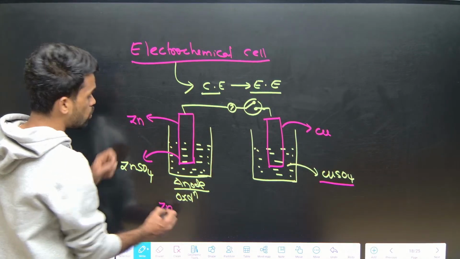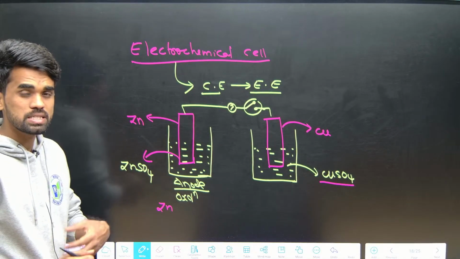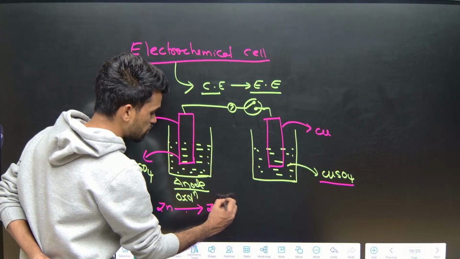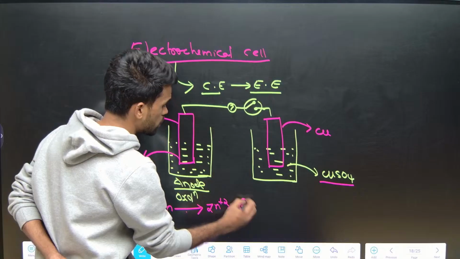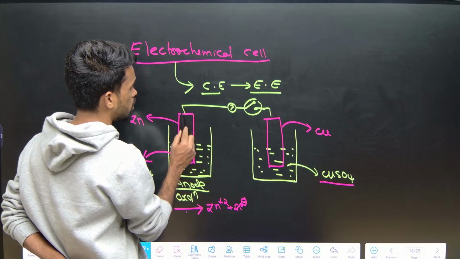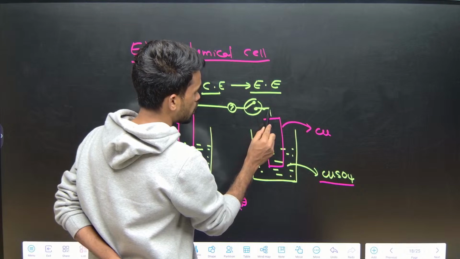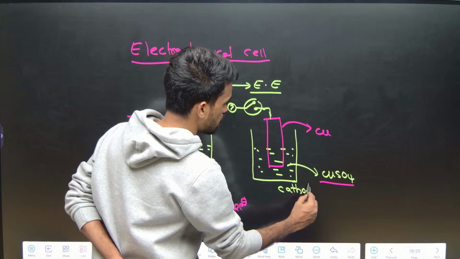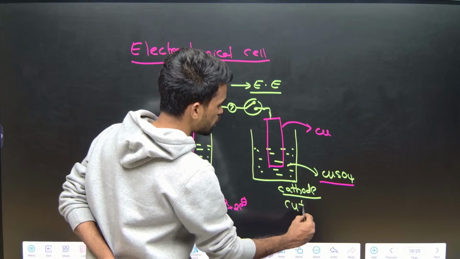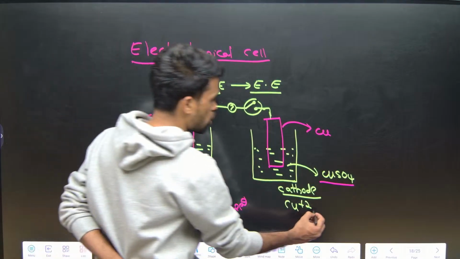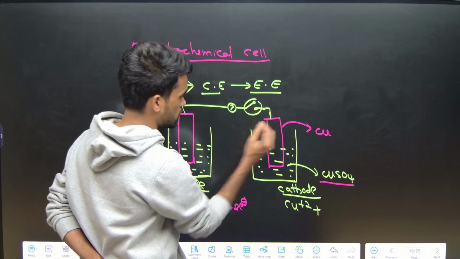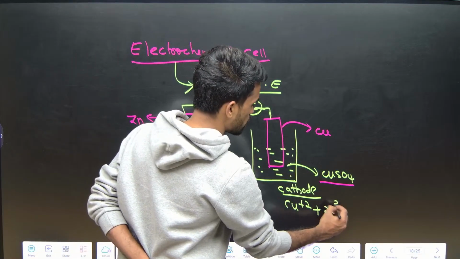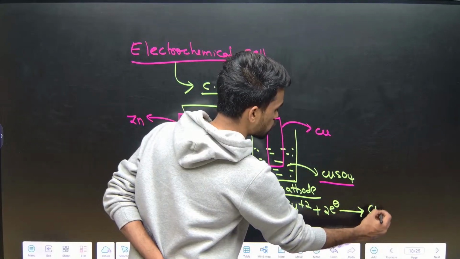See, zinc has the more negative reduction potential value, therefore it will undergo oxidation easily, so that it will form Zn2+ and 2 electrons. Now the 2 electrons coming from here will move towards this cathode. What is this called? Cathode. In this cathode we have copper sulfate, so from that I am taking the Cu2+ ion. Now this Cu2+ ion will take the 2 electrons coming from this anode, and converts into solid copper.